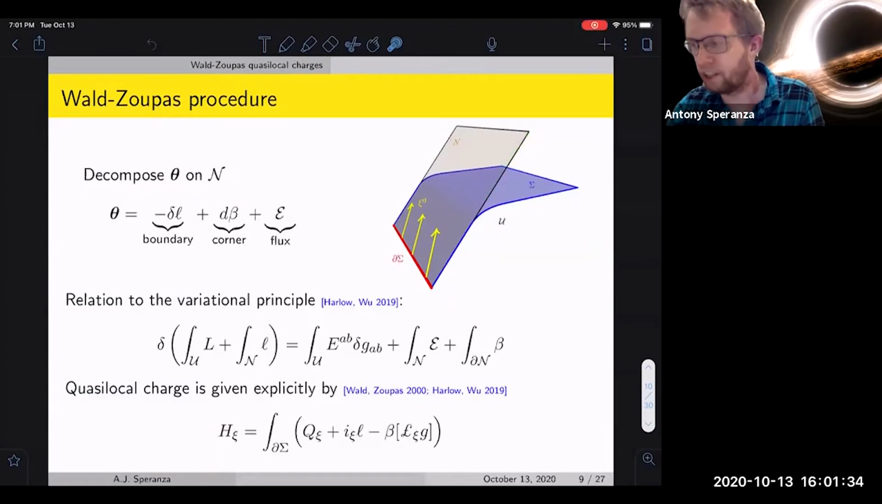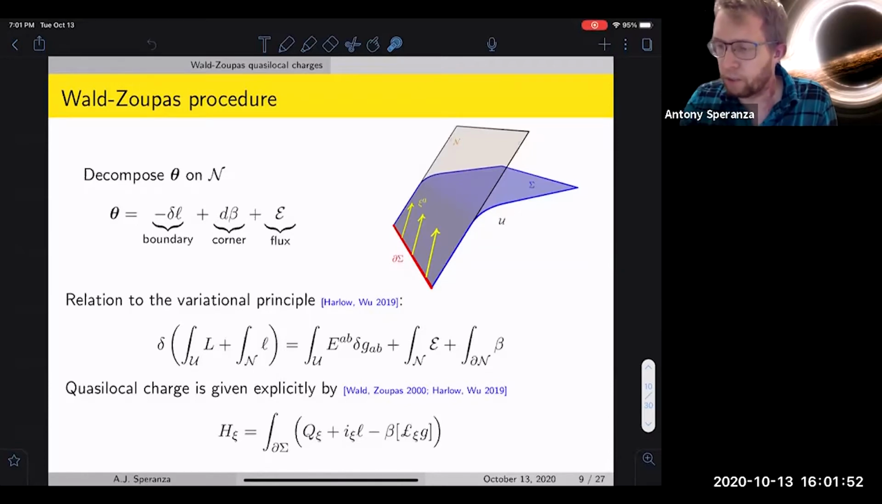I've drawn it as a null surface, but again, at this point, it could be a time-like surface as well. And here I've drawn sigma, the Cauchy surface. It's just like a spatial slice, and I've drawn it here to even include part of the null horizon, as you are free to do.